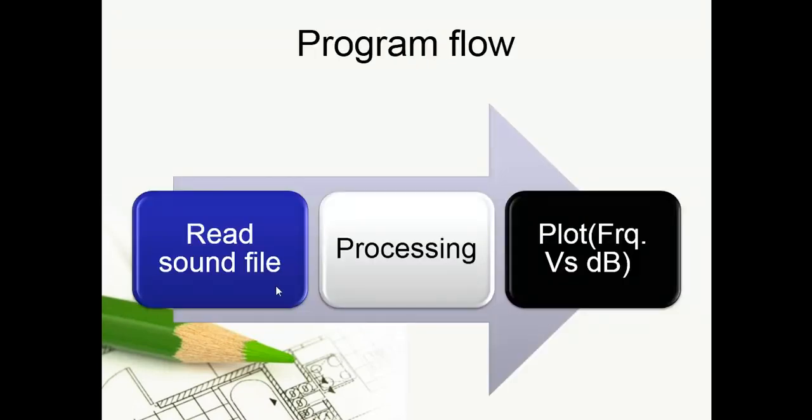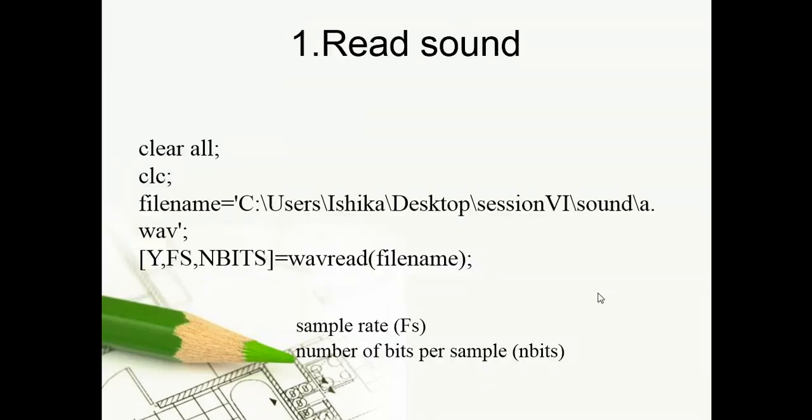This is the actual program flow. First step is to read the sound file. Second step is to process that sound file using the FFT tool. Third is the output, that is plotting the frequency versus decibel noise. First step is read sound.